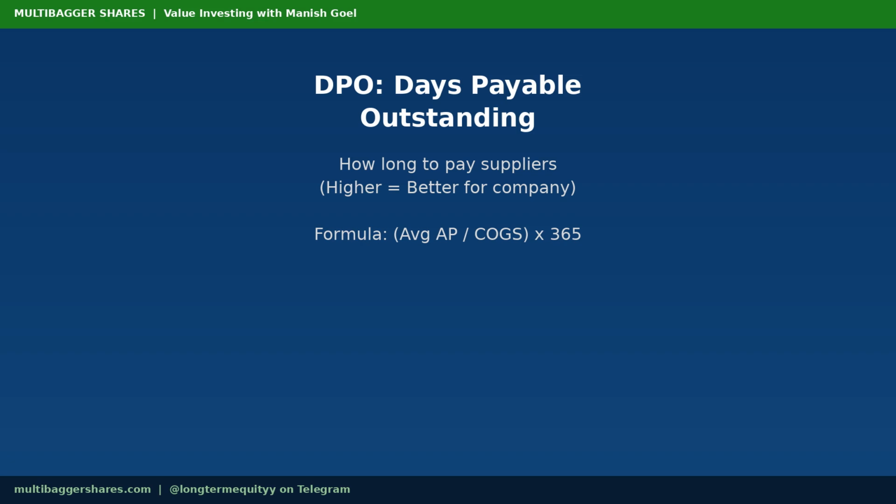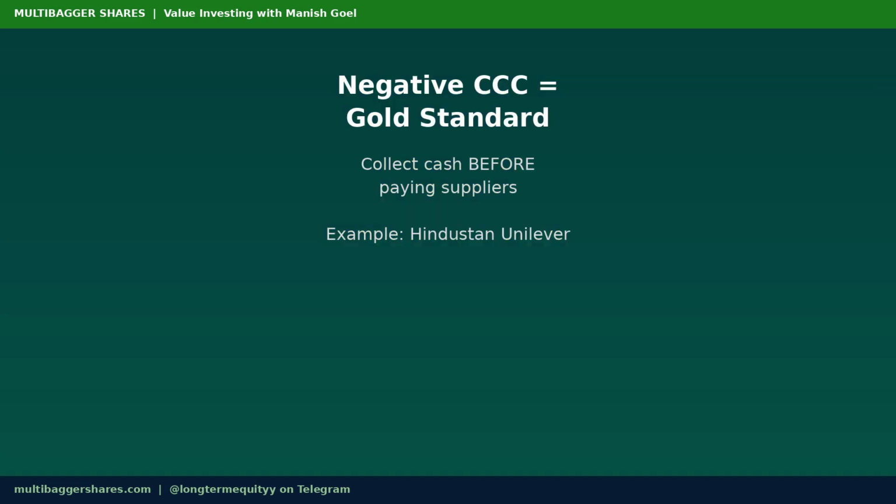DIO equals 50 divided by 200 times 365, which is about 91 days. DSO equals 40 divided by 300 times 365, which is about 49 days. DPO equals 30 divided by 200 times 365, which is about 55 days.